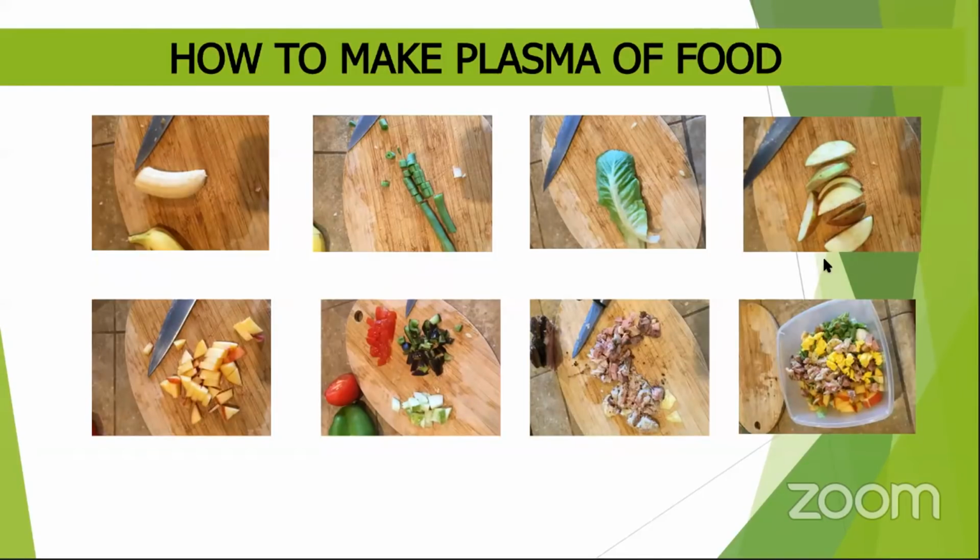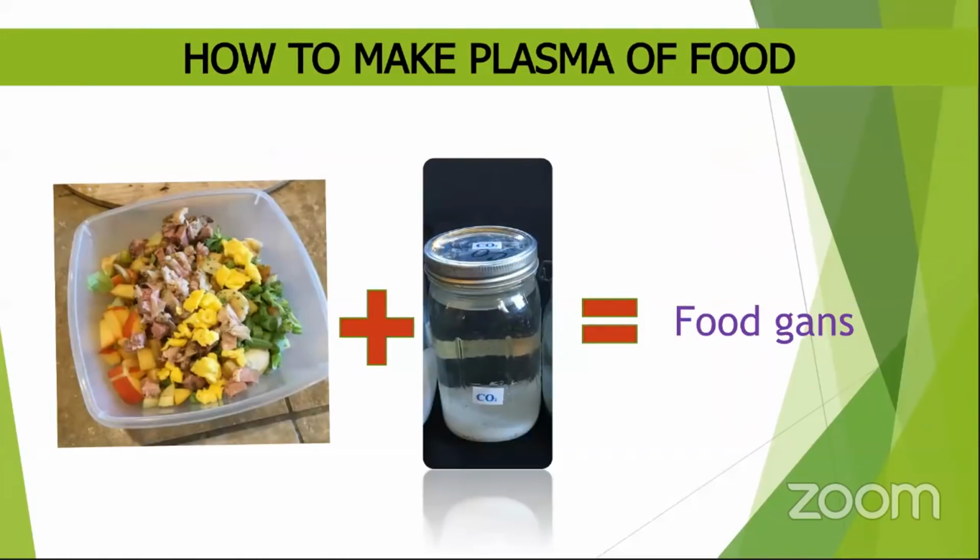If you have chopped it in little pieces, every single one, you collect them all: vegetables, fruits, meats, beef, anything. You put them in the same container. After that, you can add the CO2 plasma water only, and you will have food GANs. If you don't want to do that, there are different ways.